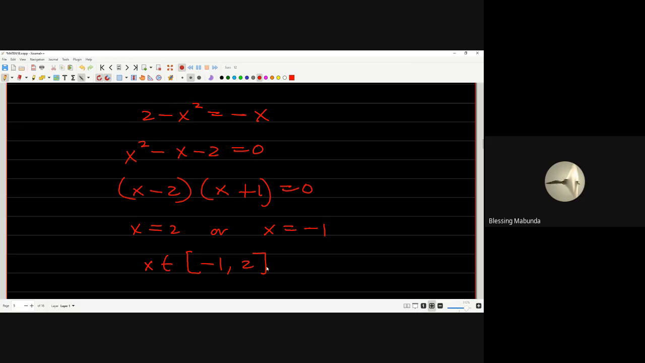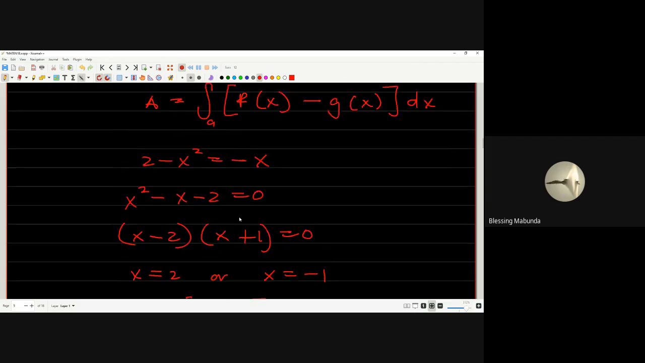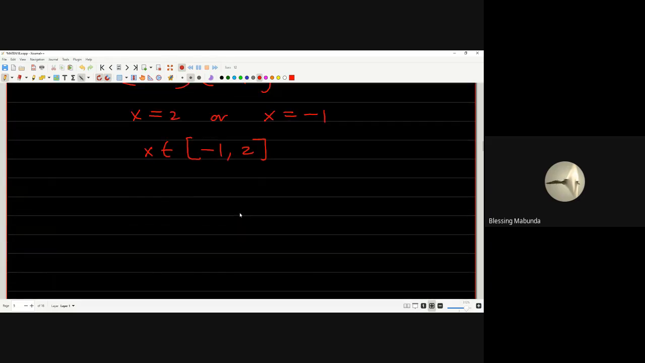So from that domain, we have to figure out which function is at the top and which is at the bottom. How you will now go about this is that you can take y is equal to 2 minus x squared. You can call it f if you want, or any other variable. For neutrality, we can call that k.